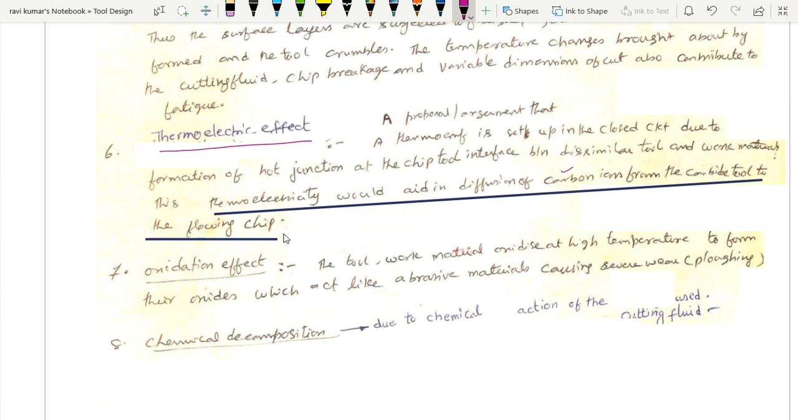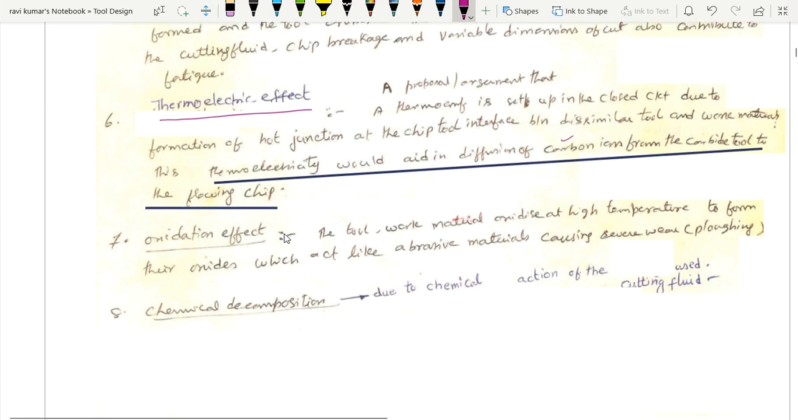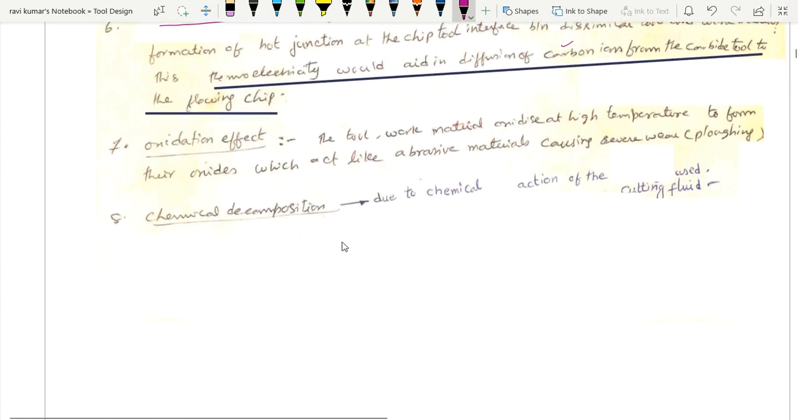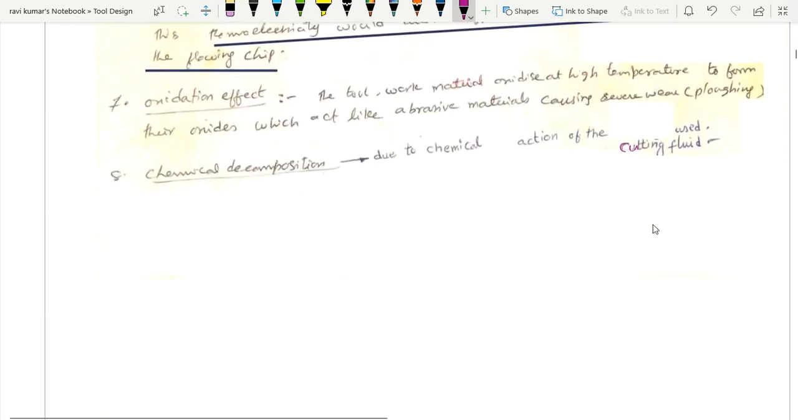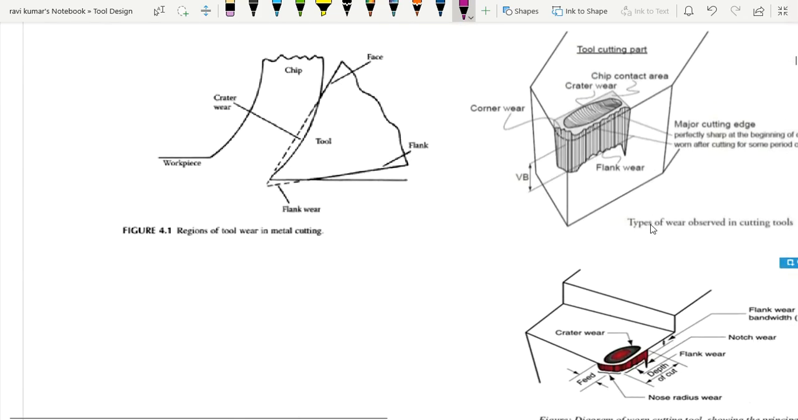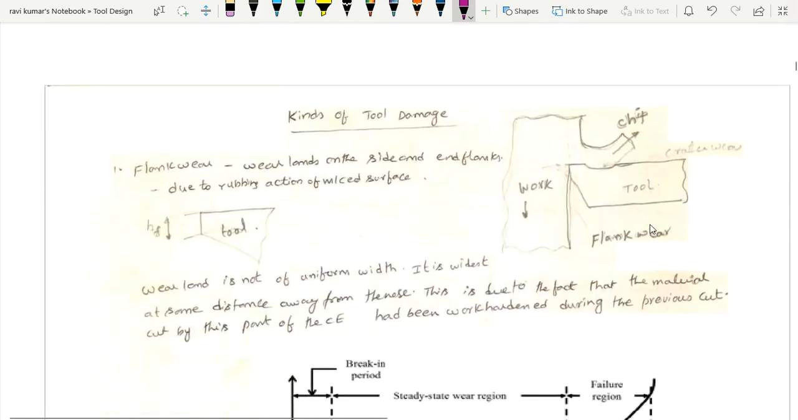Next, oxidation effect. There is a possibility of the oxidation of the tool material because of very high temperatures. Similarly, the chemical action of the cutting fluid can decompose the tool material into unexpected constituents, right? So these are the different mechanisms of tool wear. Next, we may study about the kinds of tool damage.